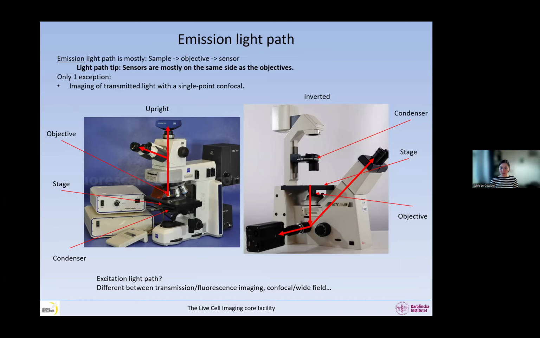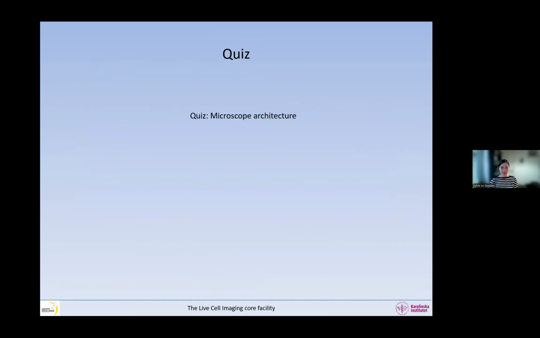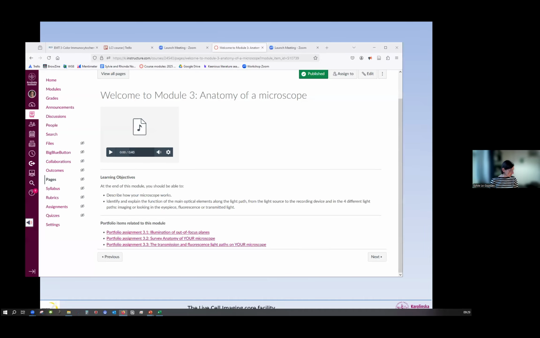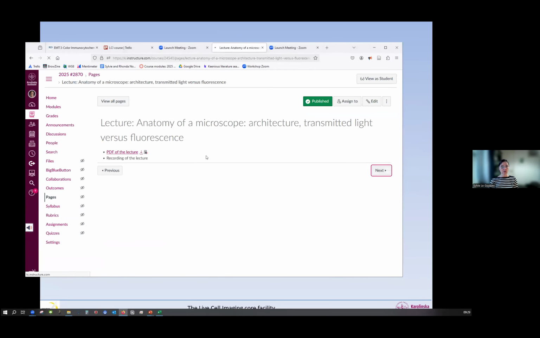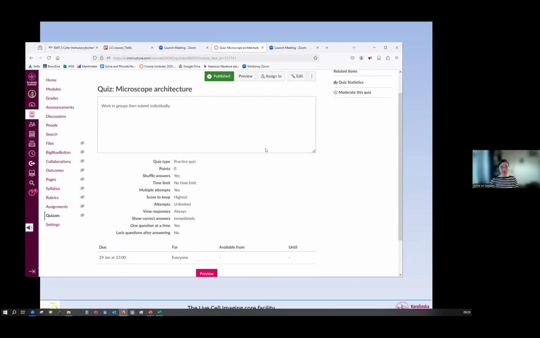So what about the excitation light path now? And that's different. The excitation light path is different between different systems. So we have a little look, but before that, we're going to go to the microscope architecture and do a little quiz there. So if we have a look here and in Canvas, you guys can go to Canvas and go to this one. And we're going to do it here.